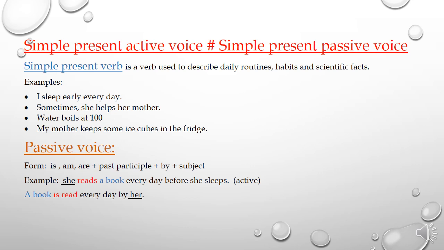Okay? Now, how can we change an active sentence into a passive one? First, in the passive voice, we should write the following for the present tense: is, am, or are, and of course it depends on the object, plus past participle, plus by, and the subject. Now, keep in mind that sometimes we need to mention the subject and sometimes we don't, so it depends.